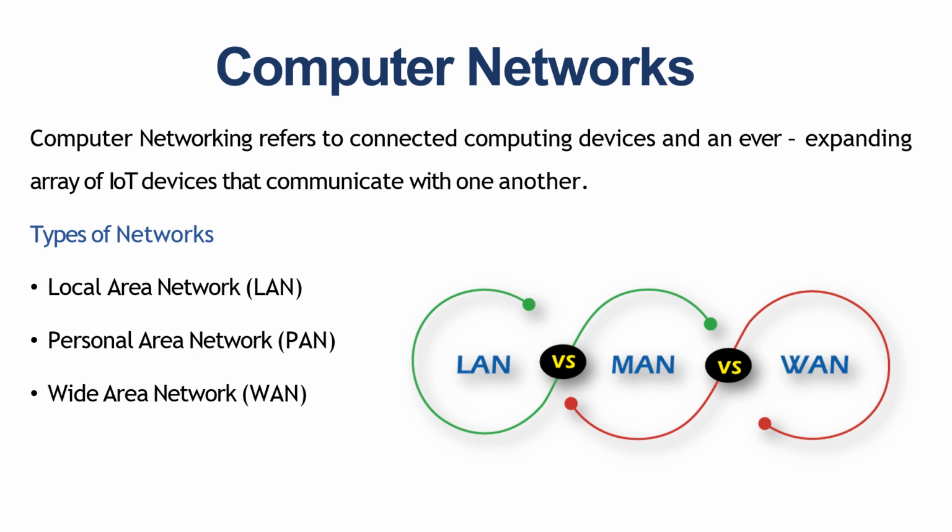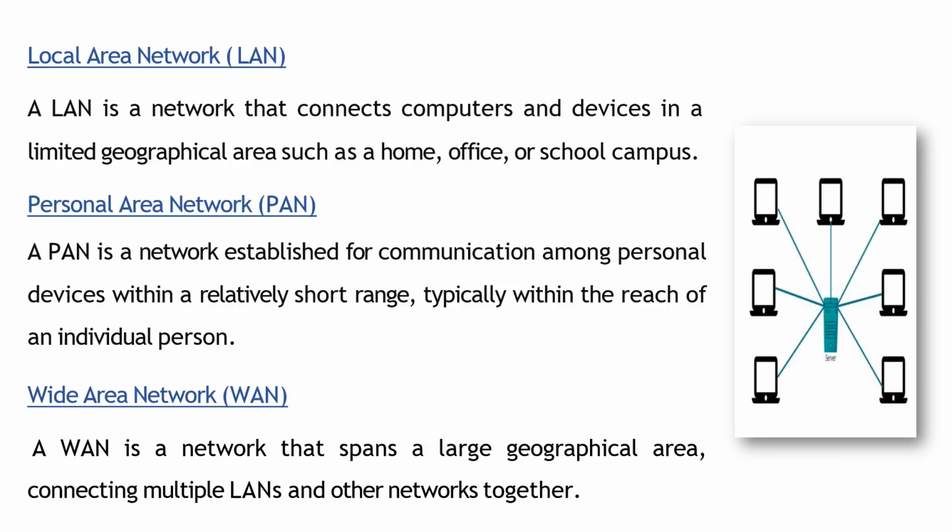Computer networks. Computer networking refers to connected computing devices and an ever-expanding array of IoT devices that communicate with one another. Types of networks: local area network, personal area network, wide area network. Local area network. A LAN is a network that connects computers and devices in a limited geographical area, such as home, office, school, campus.